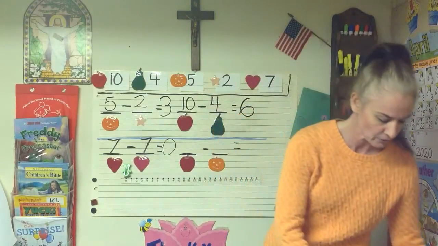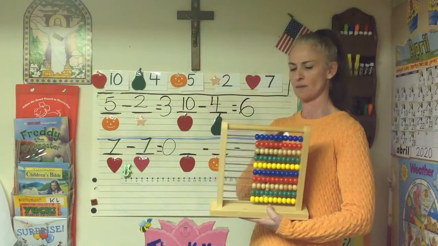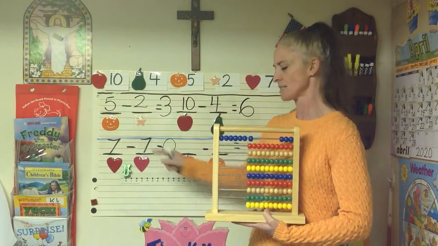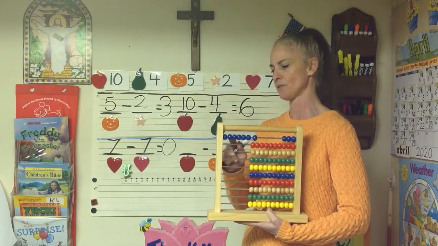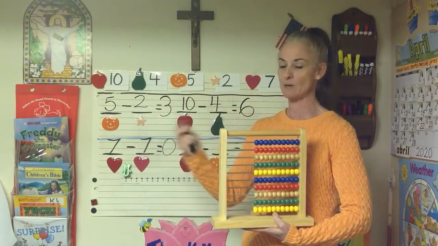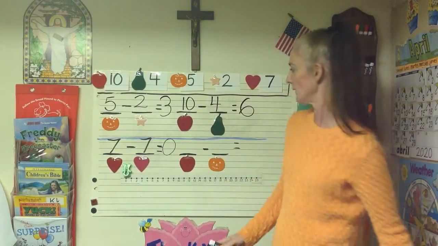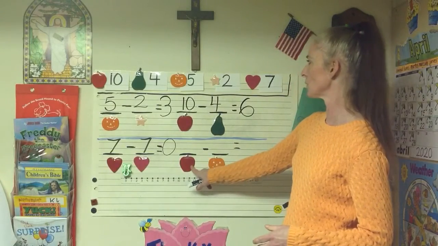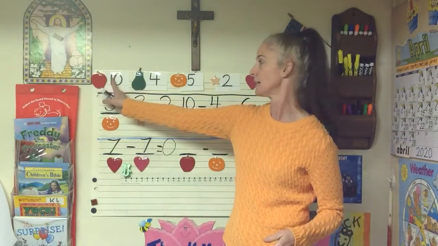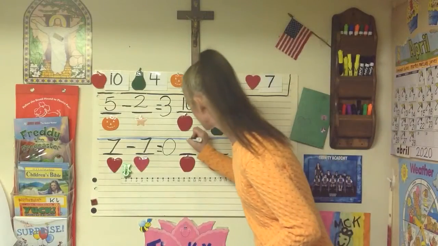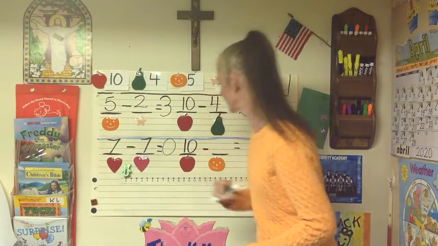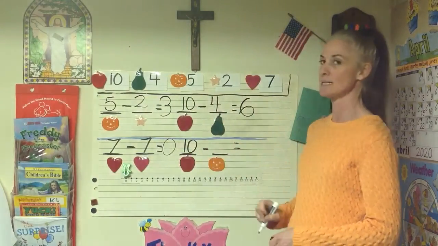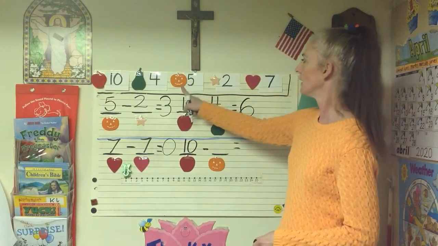Let's do it on the abacus to check. Bring over 7. I'm going to take away 7. 1, 2, 3, 4, 5, 6, 7. All gone. 0. Okay, let's solve the next mystery code. An apple. What value is the apple? The apple is, right, 10. I'm going to write 10 in. Okay, minus, we're going to take away from that 10, 5.